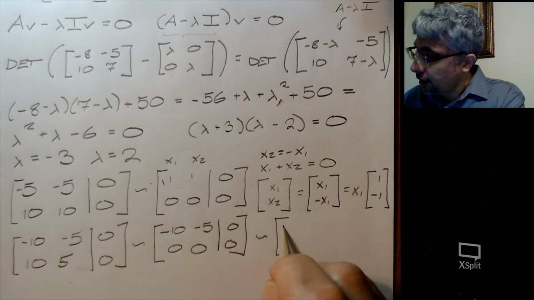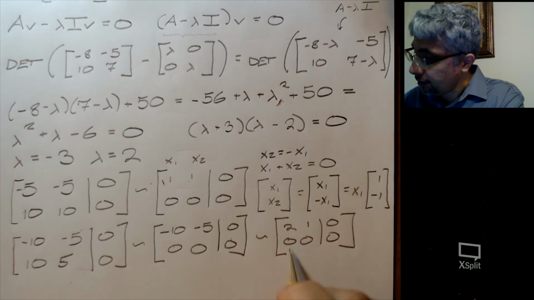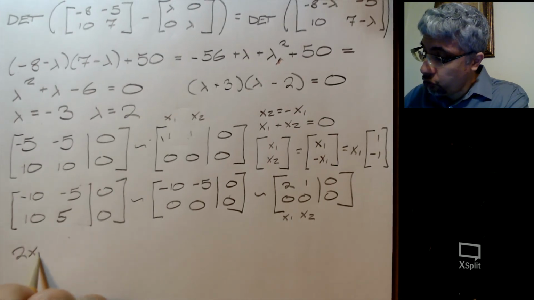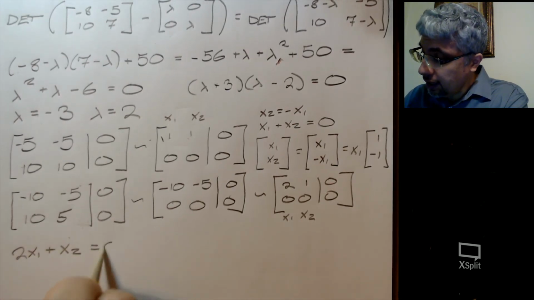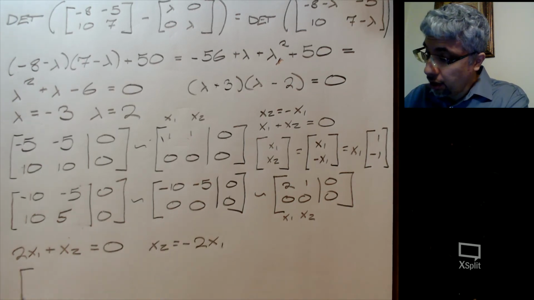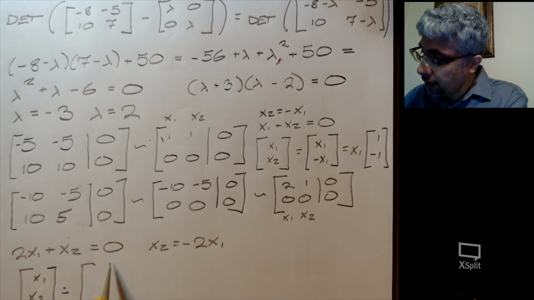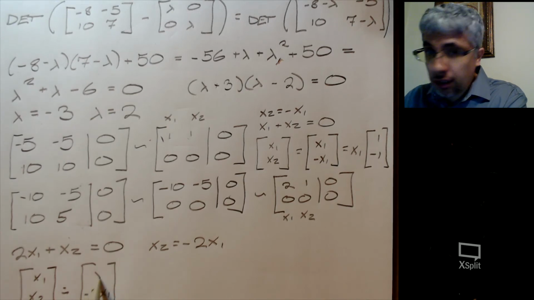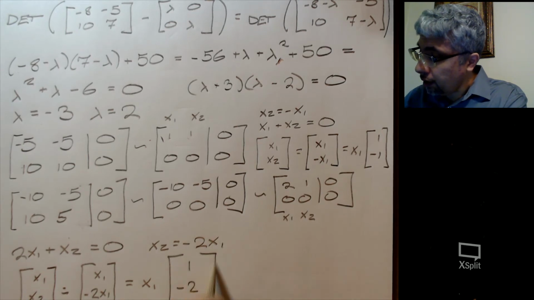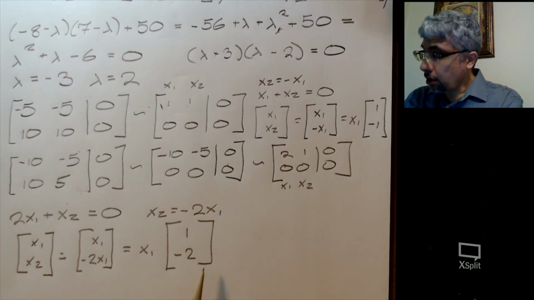So this would be like, well, 2, 1, 0, 0, 0, 0. Now keep in mind that this is the x1 column and this is the x2 column. And really what I have is 2x1 plus x2 is equal to 0. Or that x2 is equal to minus 2x1. So any vector satisfying this, we could write it as follows. x2 is minus 2x1. We have an x1 here. I pull out an x1, and I get 1, minus 2. So that is my eigenvector for 2.